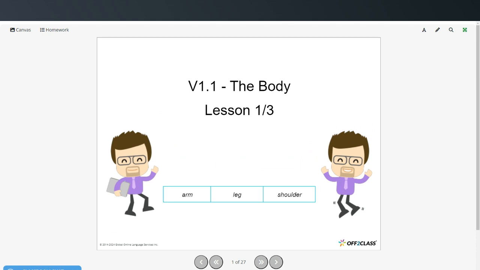This is an A2 level vocabulary lesson and we're going to be learning words for different parts of the body, and this is the first of 3 lessons on the body.